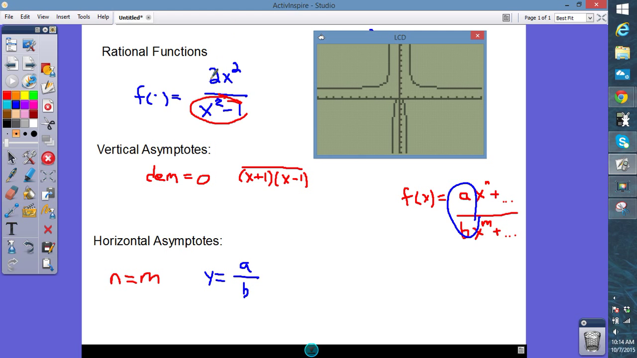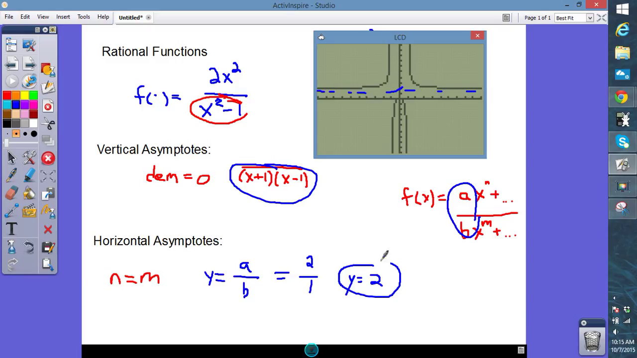In this case, the leading coefficient of the numerator is 2. The leading coefficient of our denominator is 1. So it's the horizontal line y is equal to 2. That's where this horizontal asymptote here is coming from. So we have 3 asymptotes in this problem, 2 verticals, where our denominator was 0, and a horizontal. We divided coefficients, a divided by b, and got y is equal to 2.